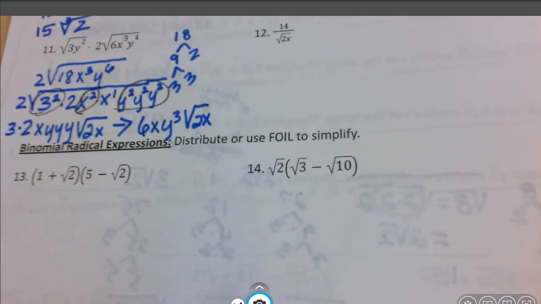All right, so 3 times 2 is 6. x, y to the third, square root of 2x. Yeah, I don't love this section because this section is a lot of me doing problems, but the next section you guys will get to do more.